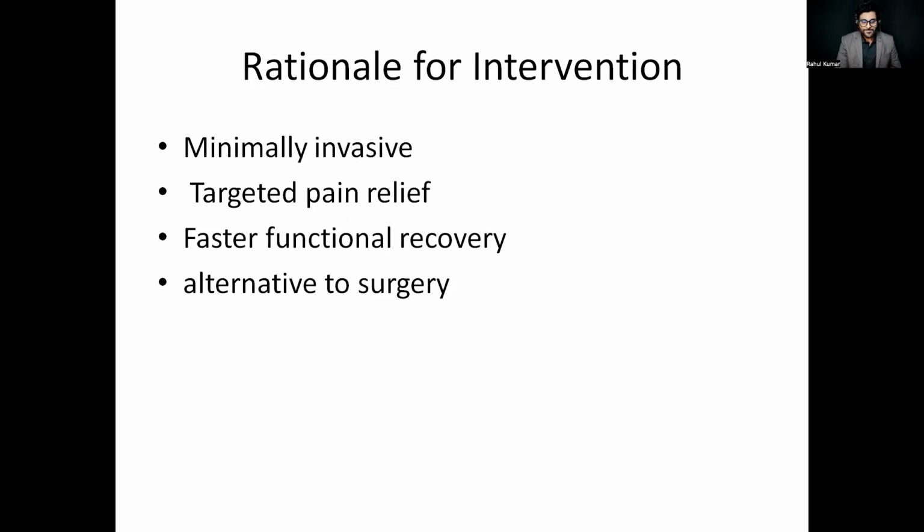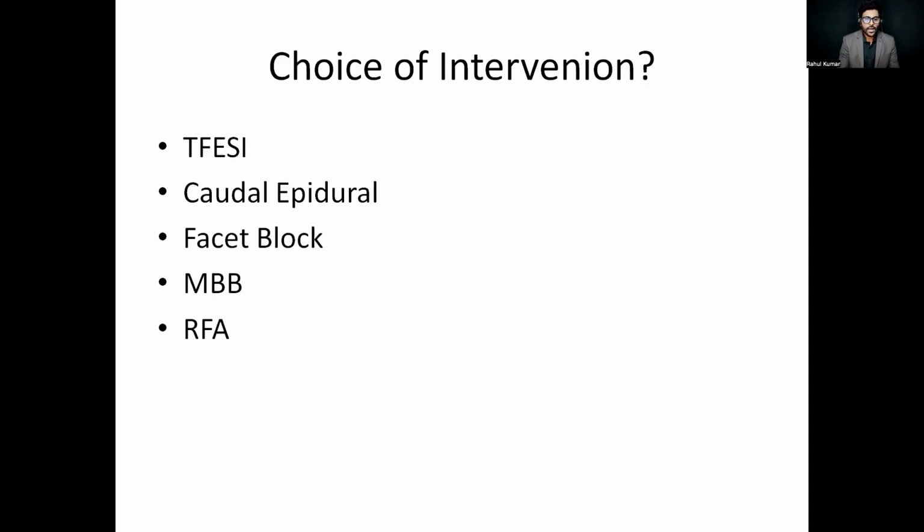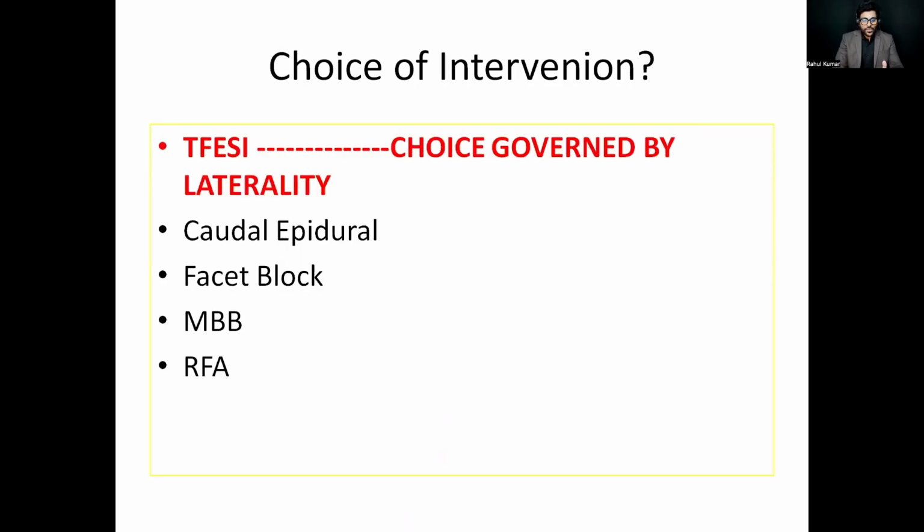I'll come to that. Now, for the choice of intervention, I was thinking between a caudal epidural and a transforaminal epidural steroid. In the coming two slides, I will explain why I chose the transforaminal epidural steroid injection. That was governed specifically by laterality. When you have bilateral symptoms and a compressive canal stenosis, you might want to do a caudal epidural. But if it's more lateralized, then a transforaminal epidural steroid targets a specific nerve root, so this becomes an obvious choice.